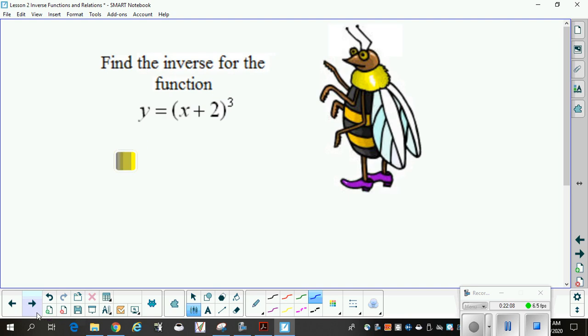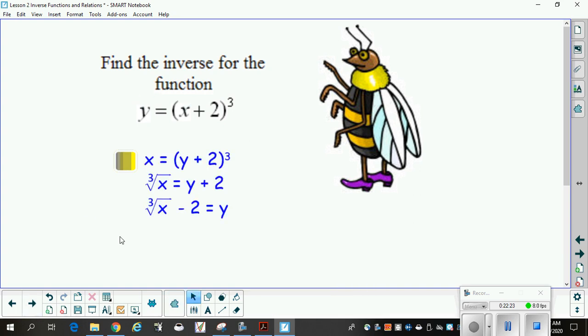Find the inverse for this function. Ooh, might be a little trickier, but try it. Okay, now remember, before you get too crazy, just swap x and y. Just swap x and y, then solve. When you swap x and y, I've got this whole thing cubed. Don't multiply that out. That will take you a long time, and it's unnecessary. Take the cube root of both sides, and then simply subtract the 2.